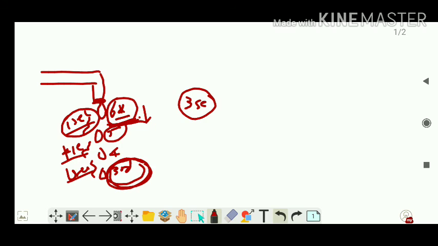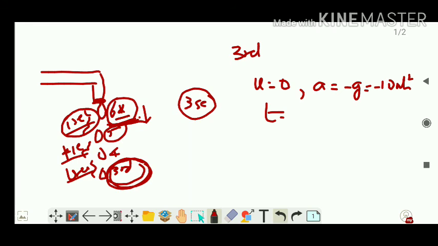So let's consider each drop separately. Let's consider the third drop, right? It is dropping, right? Dropping object means its initial velocity is 0. Acceleration will be due to gravity, which is minus 10 meter per second square, right? And what is the time period? Its time is 3 seconds, right? Because we are comparing with the sixth.